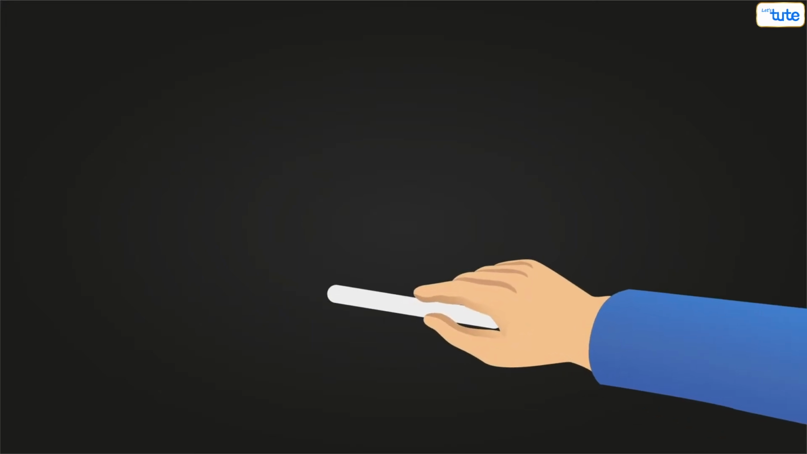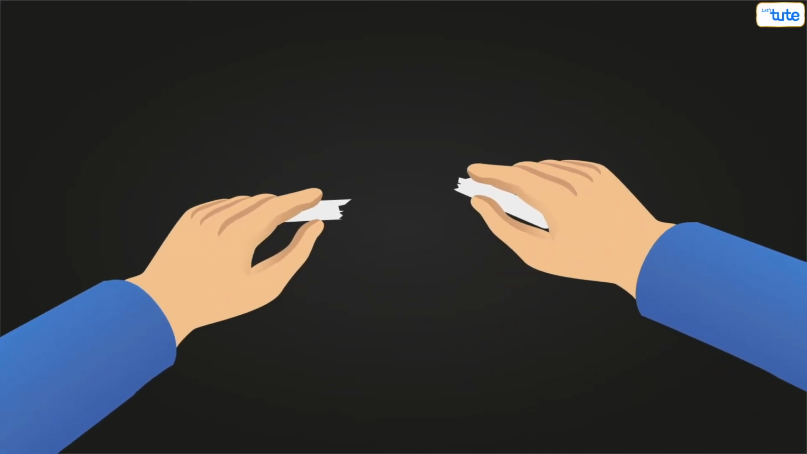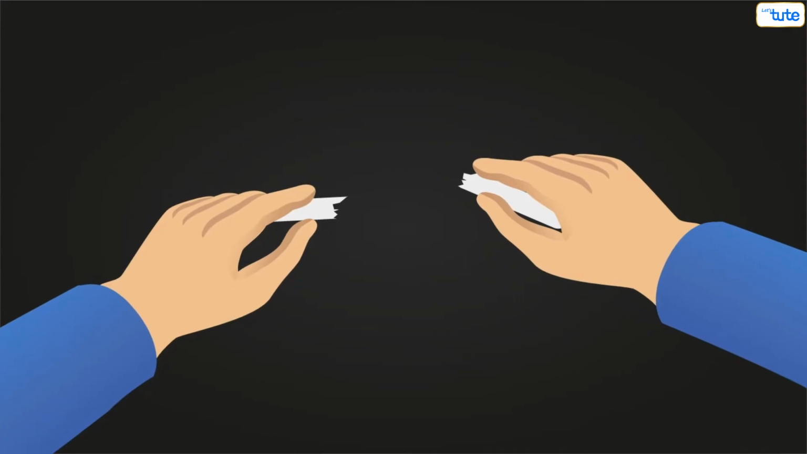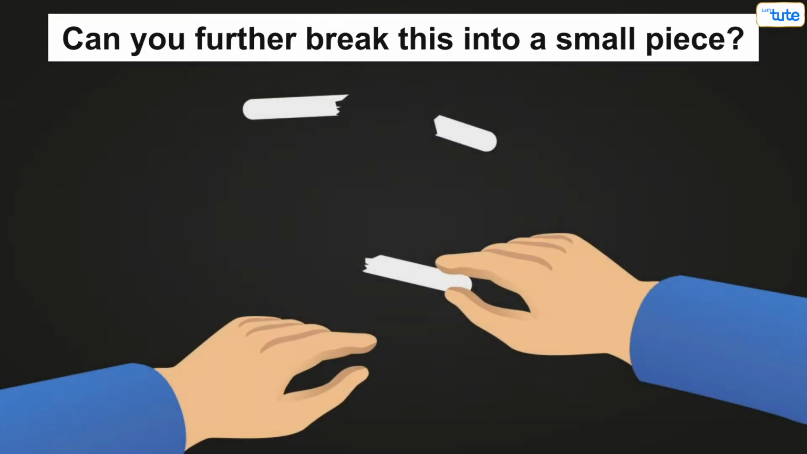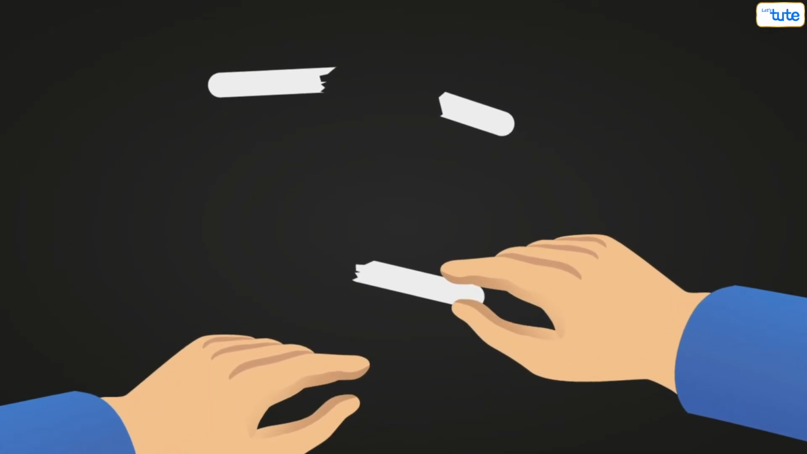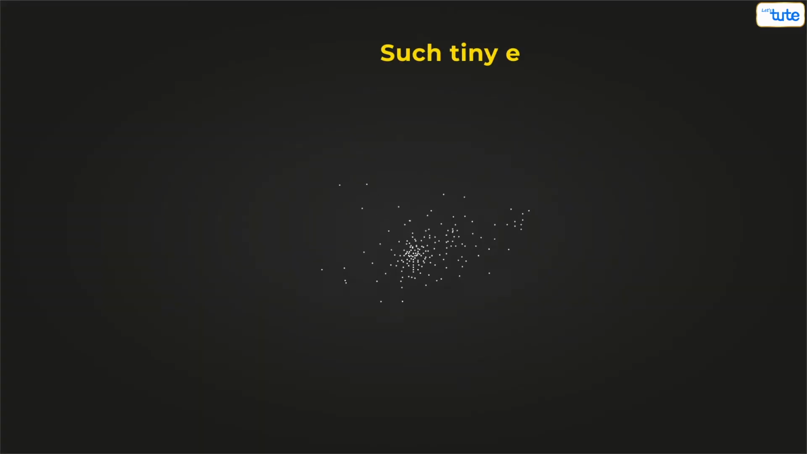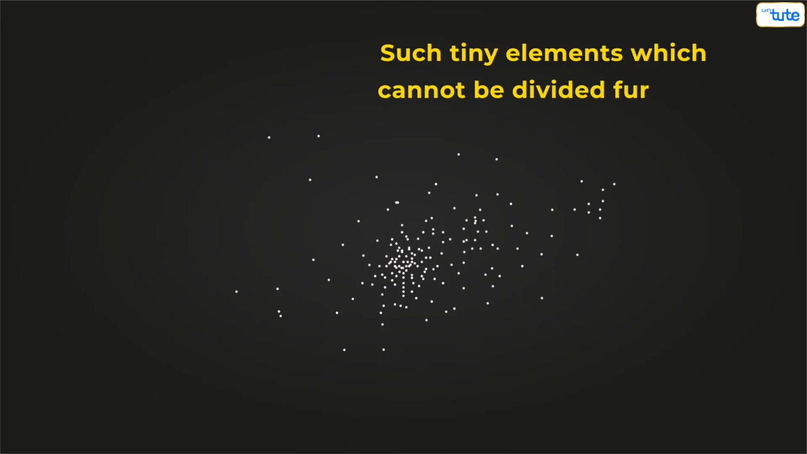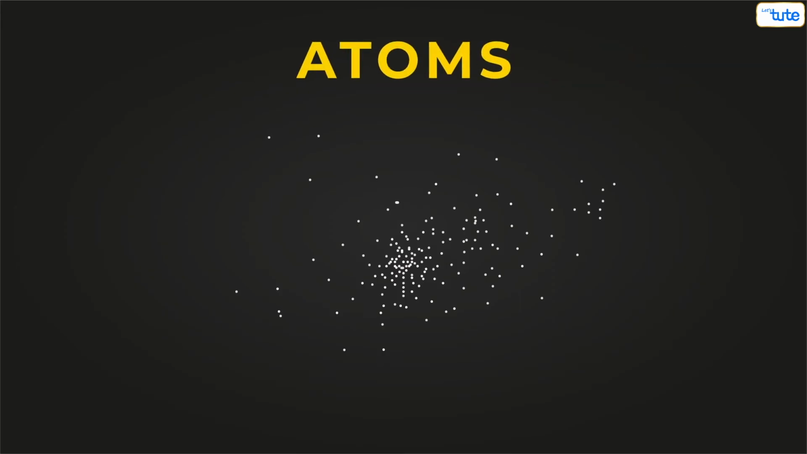Have you ever broken a chalk before? Obviously, we all must have done this sometimes in our life. Can you further break this into a small piece? Yes, this can be further divided and it will be so tiny that we won't be able to see it through our naked eyes. Such tiny elements which cannot be divided further are known as atoms.